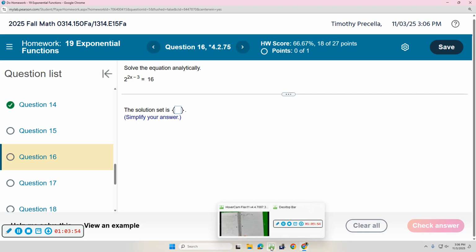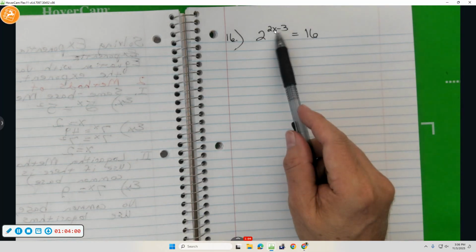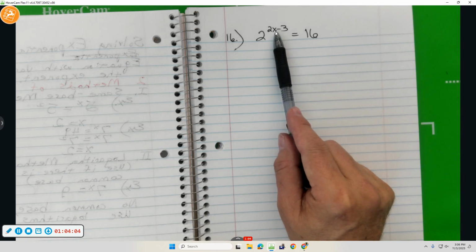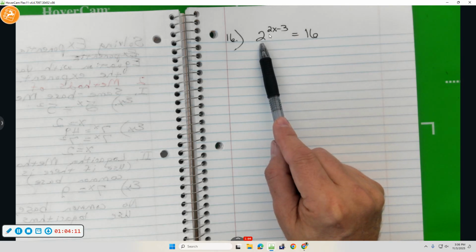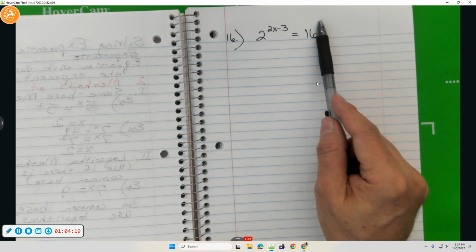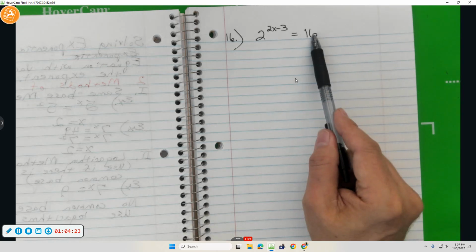Notice the way the variable appears in the exponent. That's what makes this an exponential equation. The variable is up there in the exponent position. I have two bases here. I have the base 2. What's the other base? 16. You say, well, there's no power on that 16. Sure there is. If you don't see a power, you assume a power of 1. So the bases are 2 and 16.